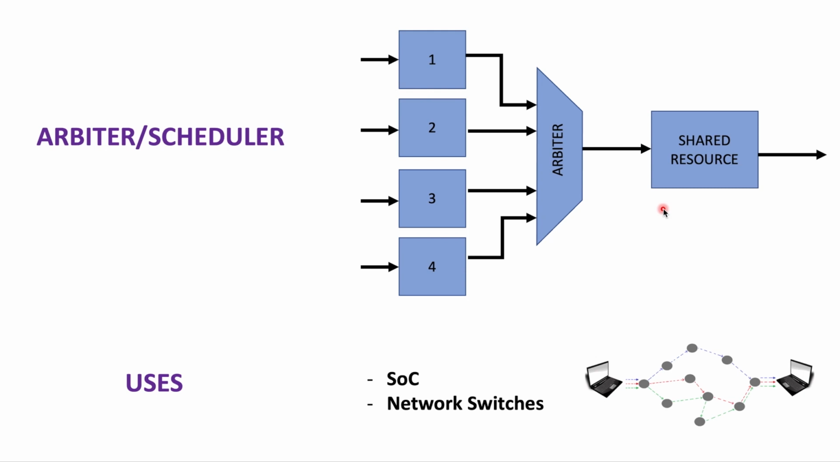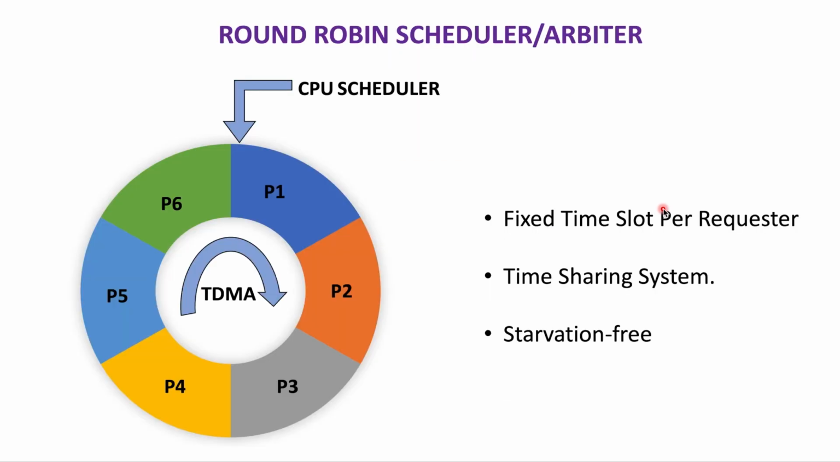Now that we have understood what an arbiter is and its uses, let's delve into one of its forms, the round robin scheduler. The round robin scheduler, in its basic form, is a simple time slice scheduling that allows each process or requester a share of time in accessing a resource in a circular order, that is, a fixed time slot per requester. As you can see over here, a circular queue is illustrated that has 6 processes P1, P2, P3, and so on till P6. Each process is provided time slices or time quantum in equal proportions and in a circular order. So all these processes are executed in an equal time frame.